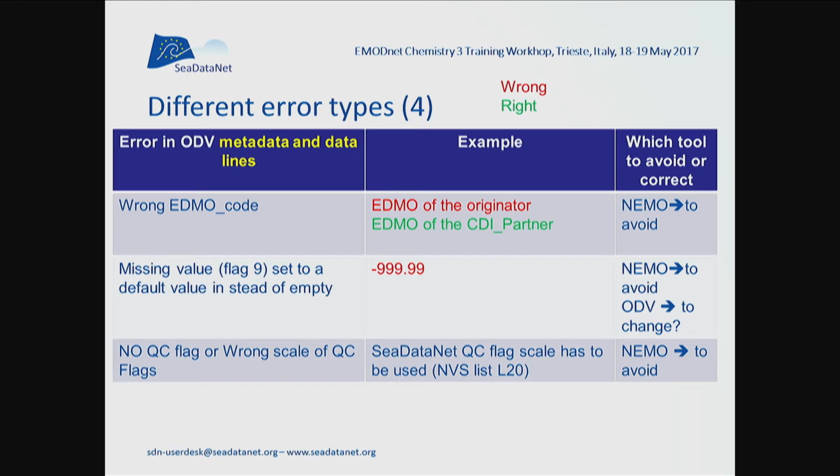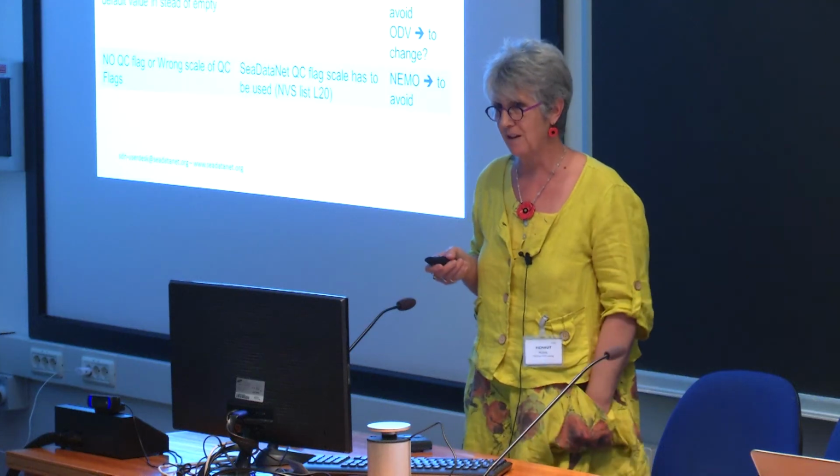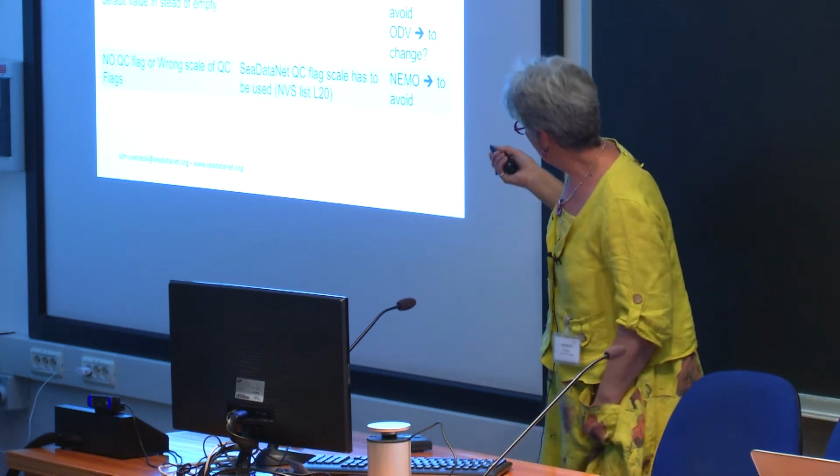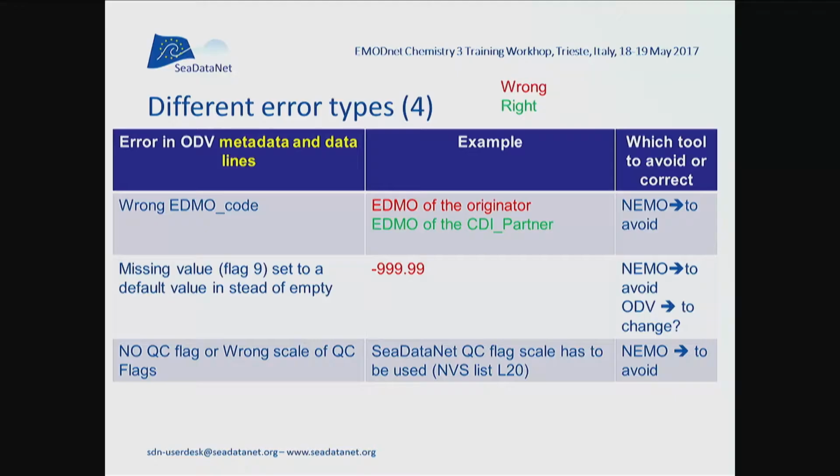So other errors: there are errors in ODV metadata and data lines, like, for example, a wrong EDMO code, which was used. The EDMO code in the ODV file has to be the EDMO code of the CDI partner and not of the data originator. This is very important. Otherwise, SeaDataNet is not able to go to the right CDI partner or data center to find the data. So you have to be very careful about that, and this is also avoided by Nemo.